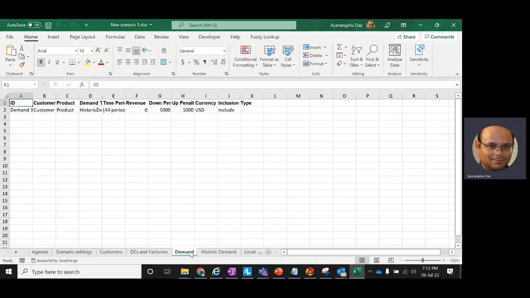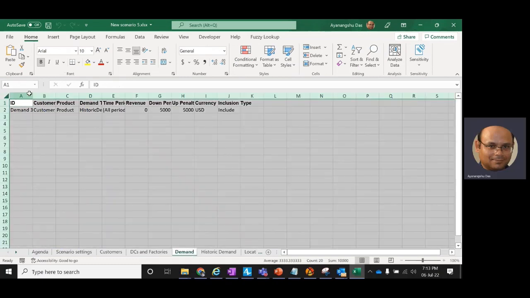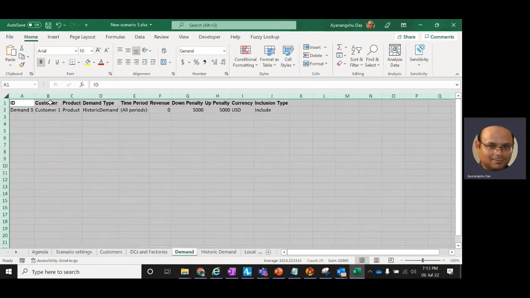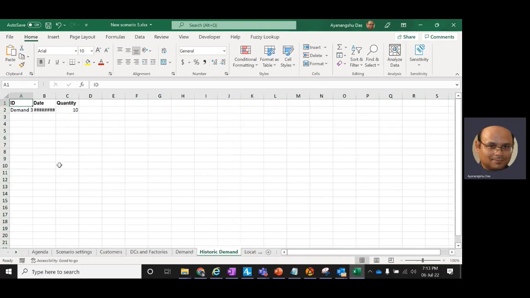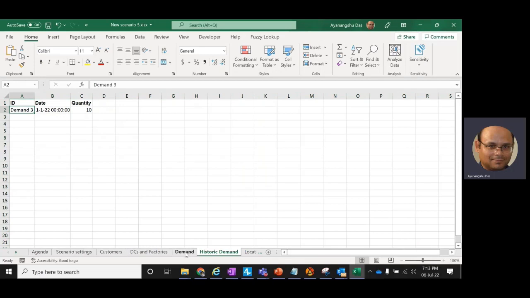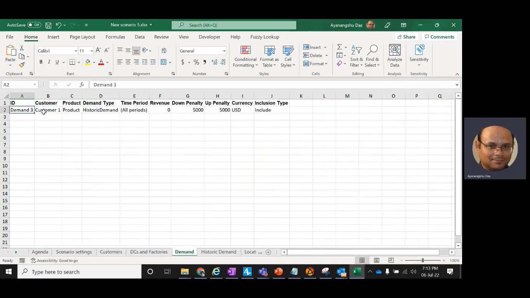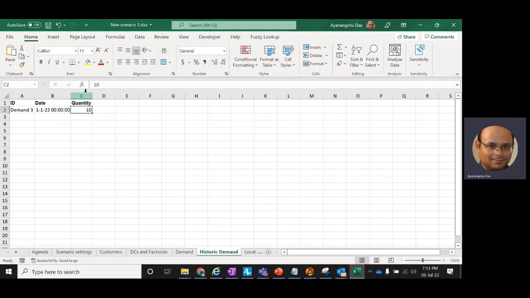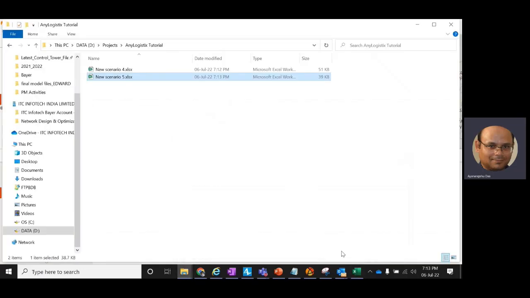So now if we see here, there are two demand tabs. One is the demand, and then there is a historic demand. So in the historic demand, we have the demand ID, which is connected to the main demand by that ID. And then we have the actual quantity. So this is how it is defined for a historic demand, where we are specifying that the demand has only come once for the entire period.